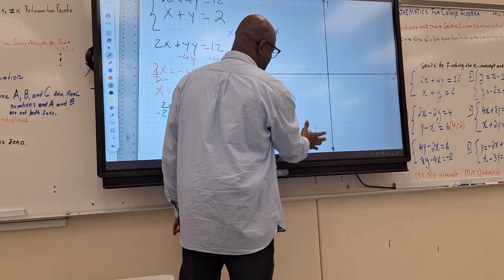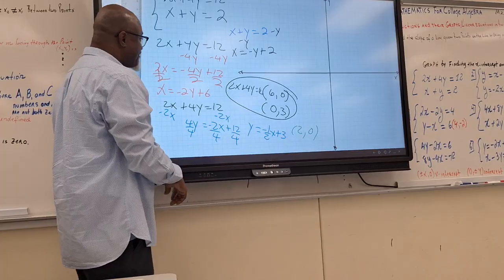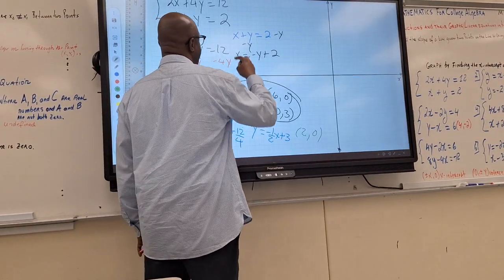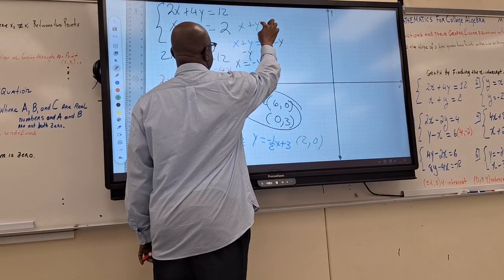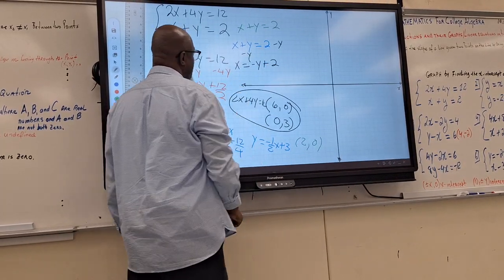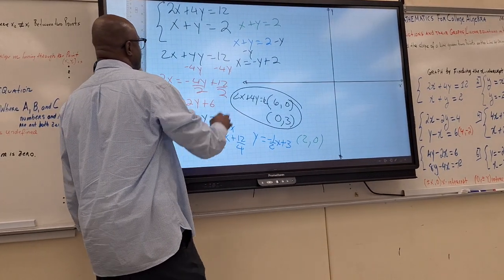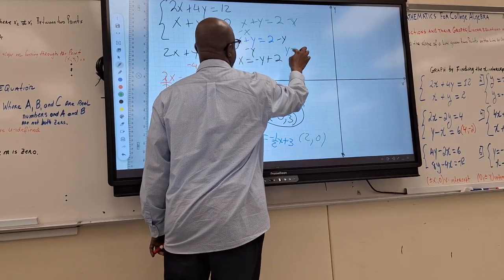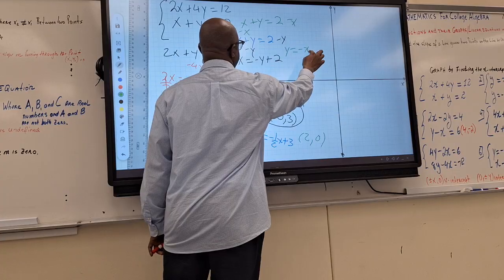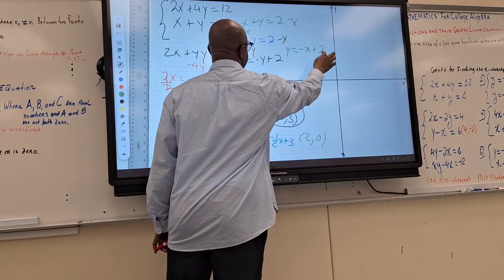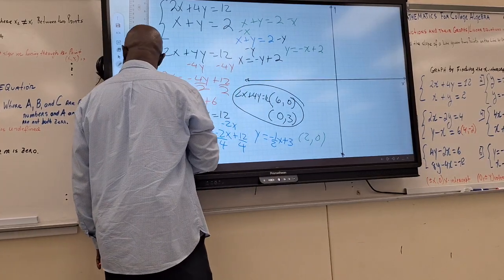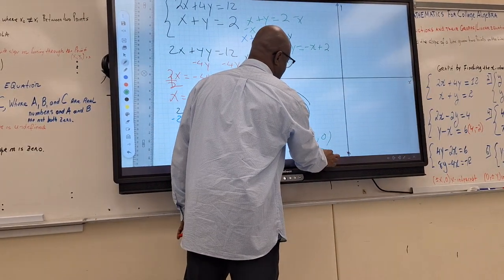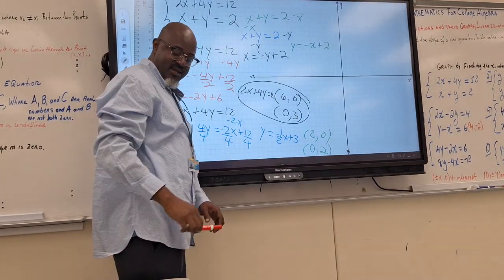I use a different color, so I do not mix them. Alright, now I'm going to solve for what? For y. x plus y is equal to 2. Subtract x. Then my equation will be y equal negative x plus 2. I will write that as another pair, 0, 2. Then I'm ready to graph that.